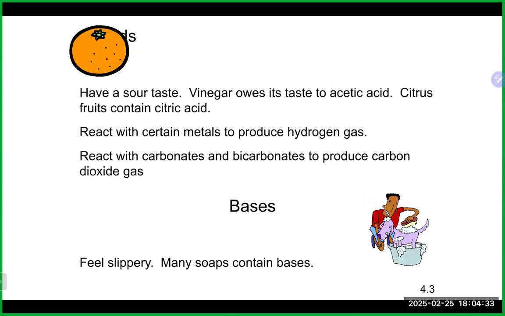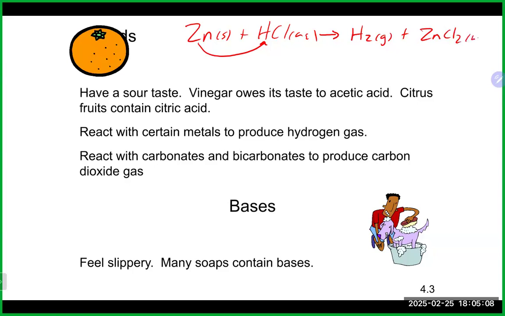So acids, they do have a sour taste. Vinegar, for example, is basically acetic acid, the main component of that. Citrus fruits have citric acid. Acids react with certain metals to produce hydrogen gas in a single replacement reaction. For example, like some zinc and some hydrochloric acid. The zinc will come in and kick out the hydrogen. The hydrogen gas would then be formed, make a little zinc chloride with it.